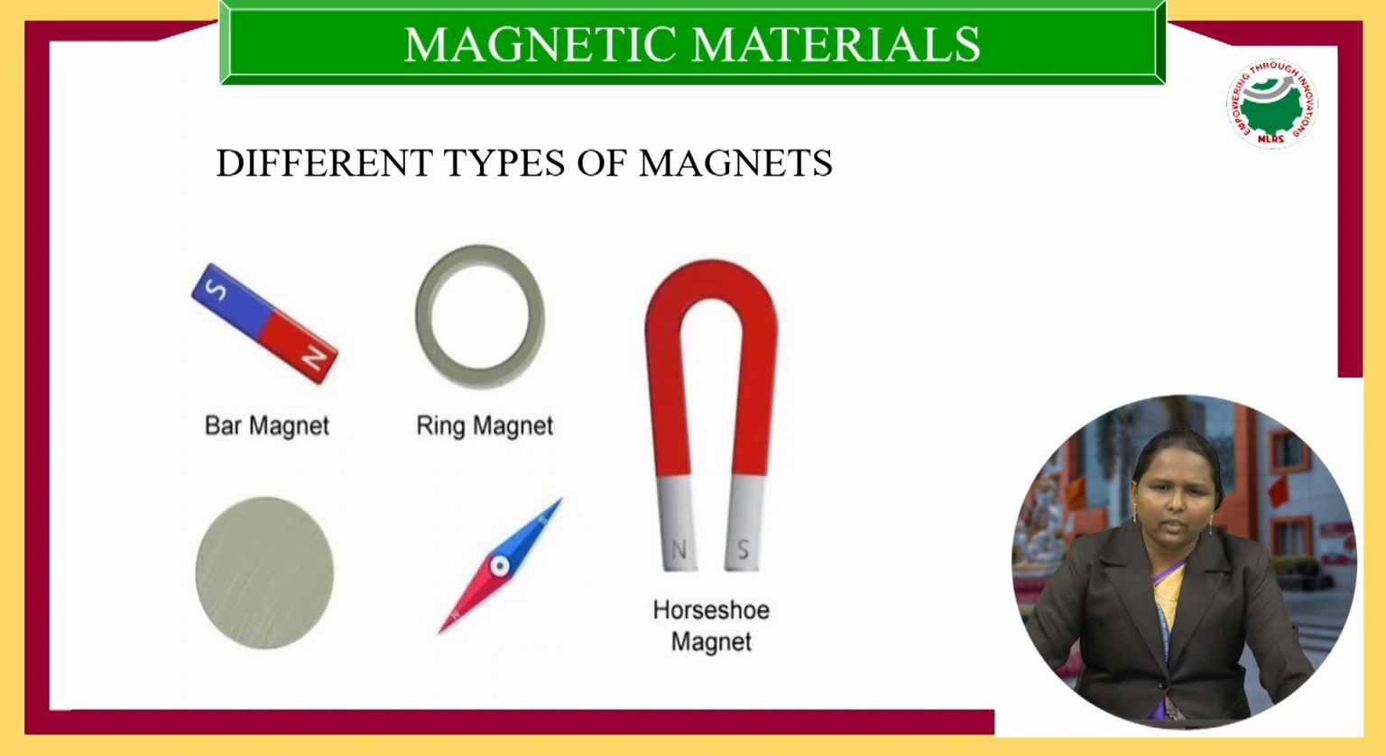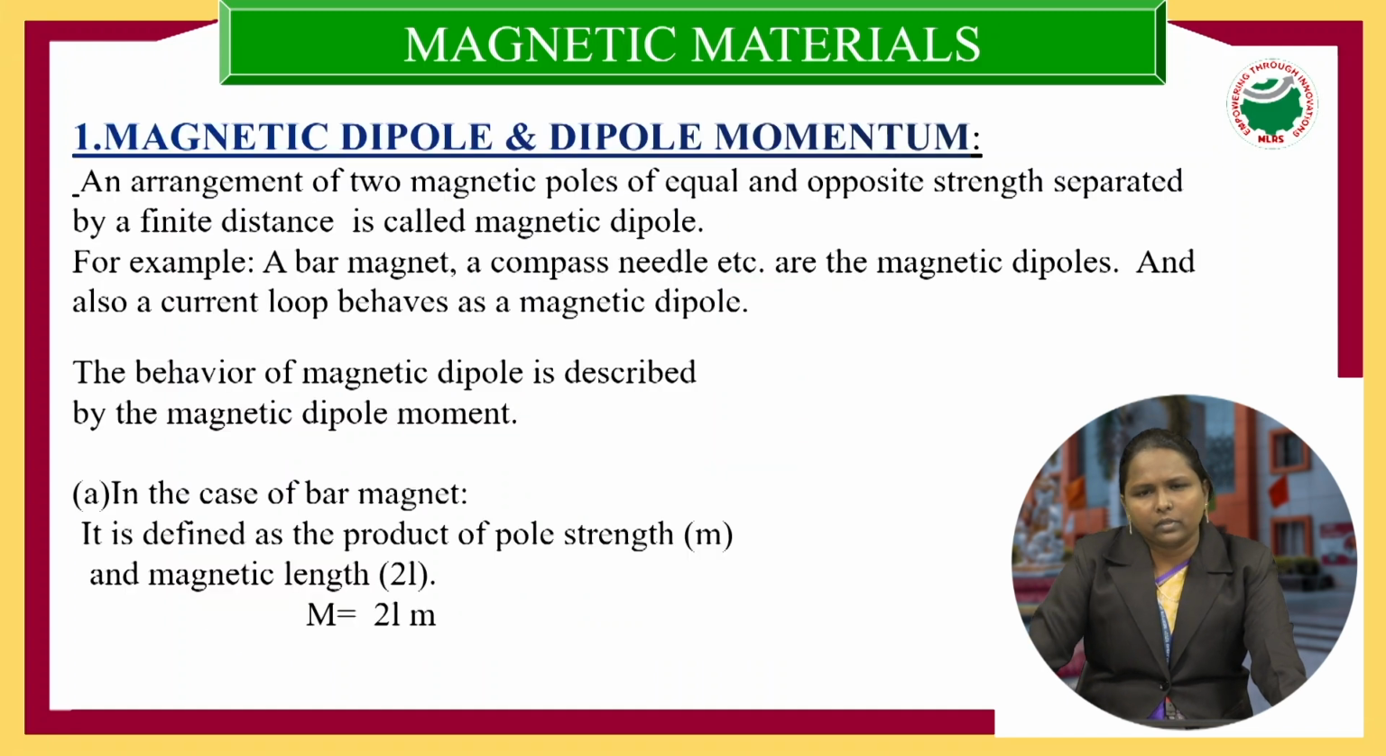Bar magnet, ring magnet, horseshoe magnet, magnetic compass. These are the different types of magnets. Every magnet has two poles, called the north pole and south pole. Both have the same pole strength, but they have opposite polarity. That is called the dipole. Every magnet has a dipole, and that dipole has a dipole moment.